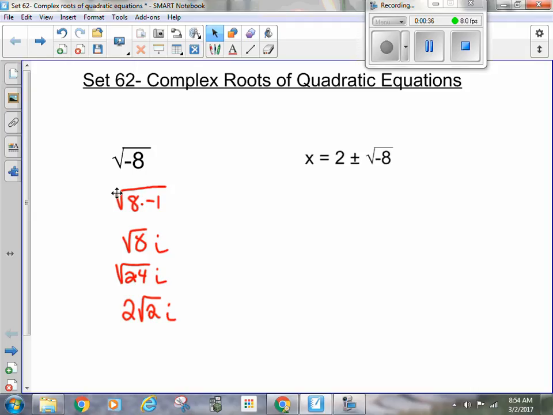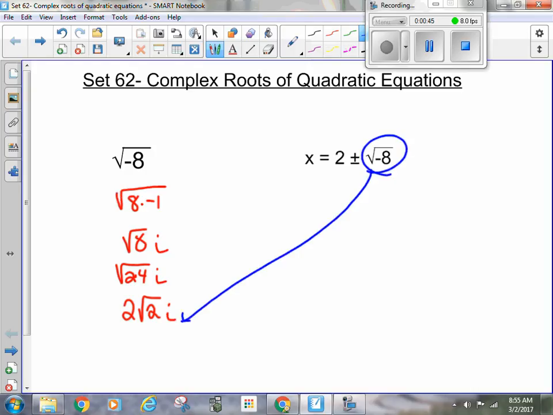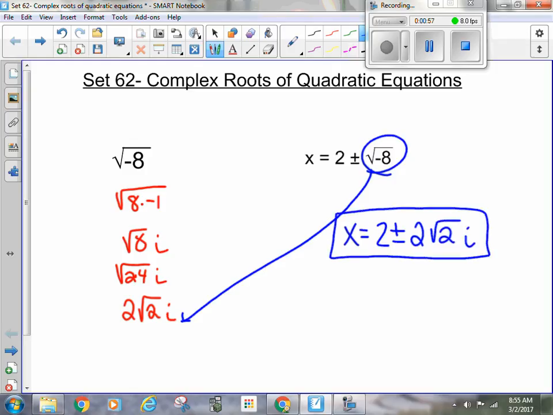Then, if we have a quadratic answer, like we've seen before, we can change this into this answer here. So instead of leaving the negative in there, we want to get that out, and we can change it to 2 plus or minus 2 square root of 2, and then that i. And so this is how we would write our answer without that negative in that square root.